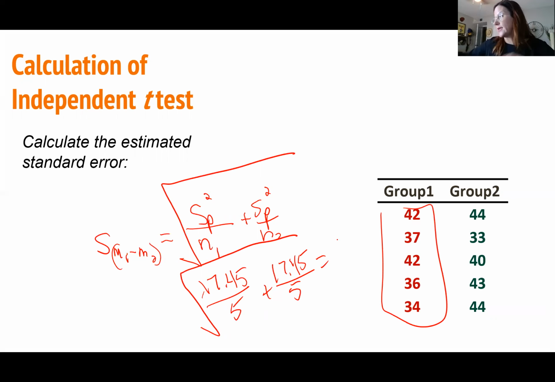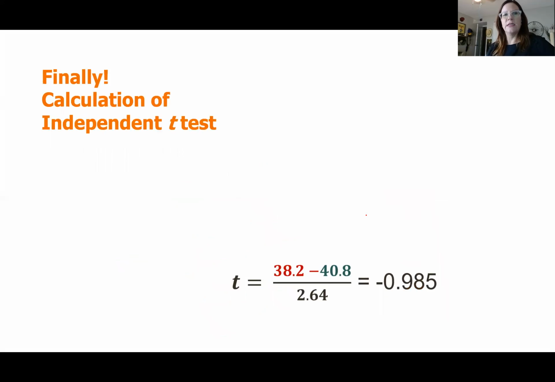Now, again, like I said, when I plug that in, make sure these are two separate fractions, okay? These are two separate fractions. They're not 17.45 plus 17.45 divided by 5 plus 5, that is not the same thing. So it's 17.45 divided by 5, and I hit equal, and then I do times 2. And then that answer, I take the square root of. And I get 2.64. So that's my estimated standard error. And I can plug that in to my actual test statistic.